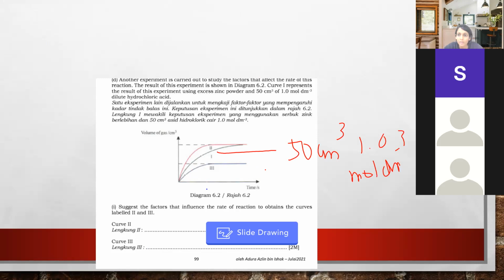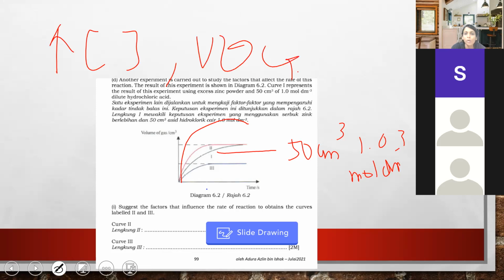So remember I told you about concentration. I increase the concentration for curve 2. Cannot. If I increase concentration, then my curve 2 should be higher, because your number of moles is more, then you times with 24, your volume will be higher. Whenever you increase your concentration, your volume of gas also will be higher. But if you look at curve 2, my volume of gas is the same. So you cannot take the factor of concentration.